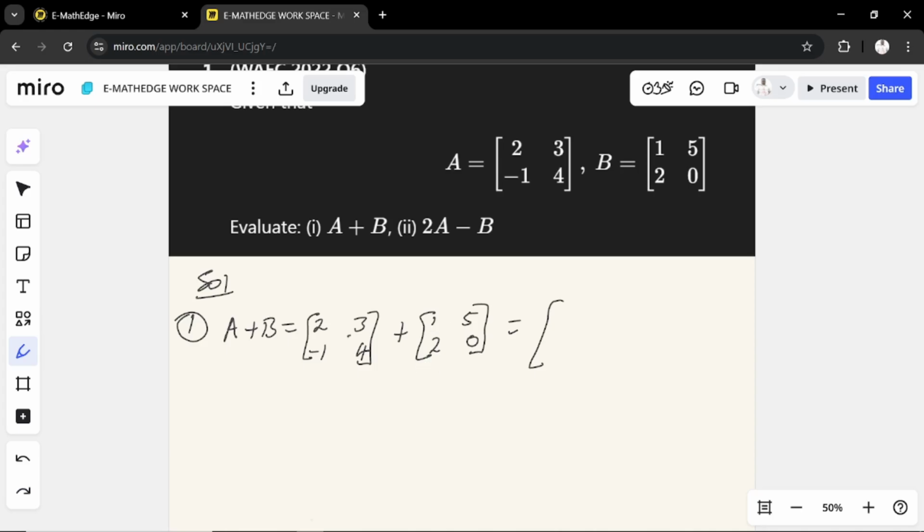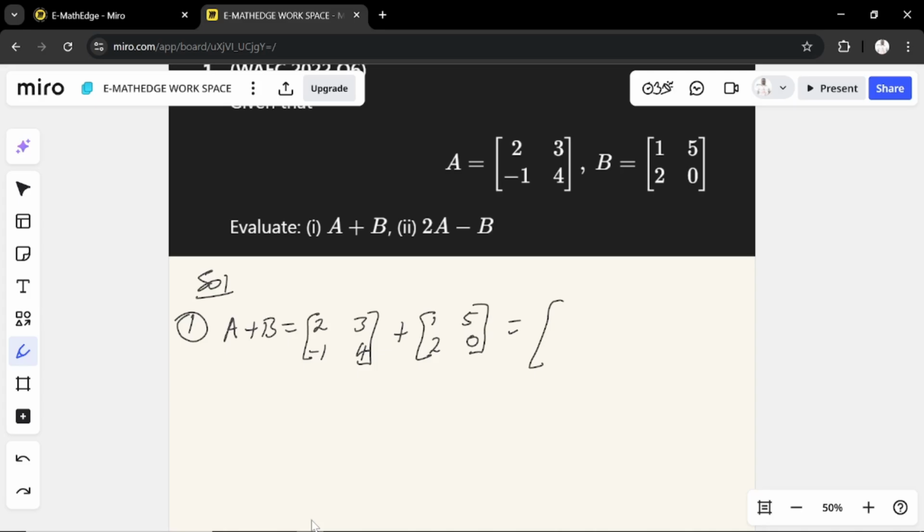In the first matrix, 3 happens to be the element in the first row, second column, while in the second matrix, 5 happens to be the element in the first row, second column. In the first matrix, minus 1 happens to be the element in the second row, first column, while 2 happens to be the element in the second row, first column. So these are the corresponding elements which we are to add up together.